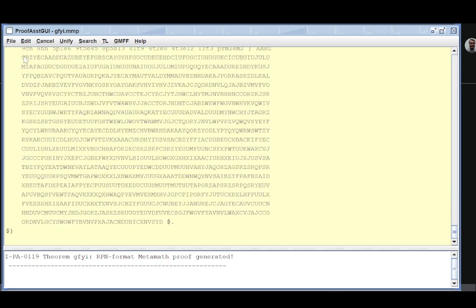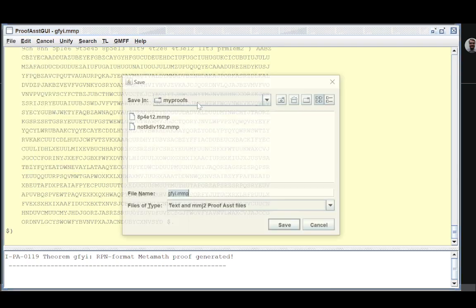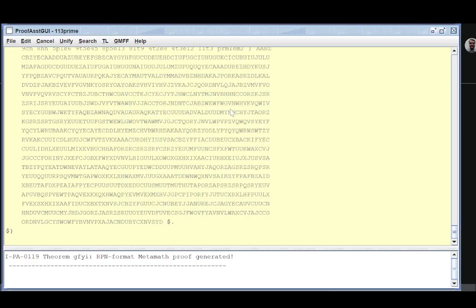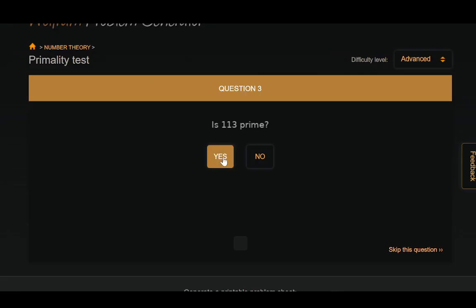Okay, with all of this proof, I'm going to save this because I like this. 113 prime, save. Answer, we're going to risk Pittsburgh. Okay, you're safe for now. Safe for now until next week.